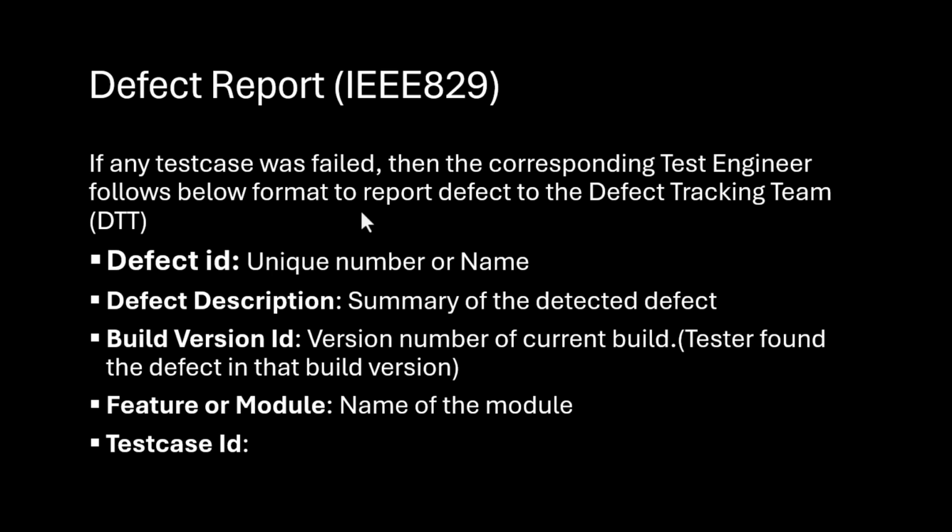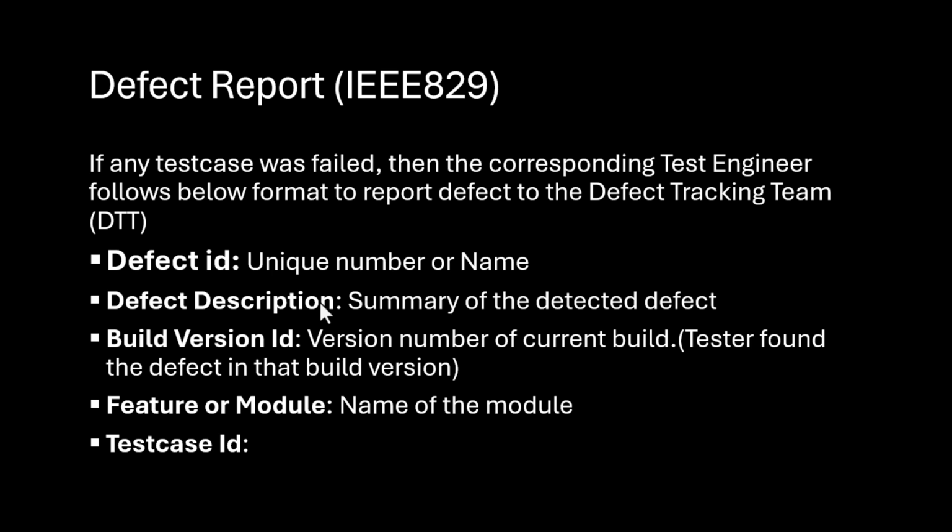In this particular defect report I have followed the IEEE 829 standard. Defect reports also vary from organization to organization, but I have tried to follow the IEEE 829 format and make this defect report for you. First is defect ID. Defect ID is nothing but a unique number or name to track the particular defect or issue. Then the summary or defect description. Defect description is nothing but the summary of the detected defect.